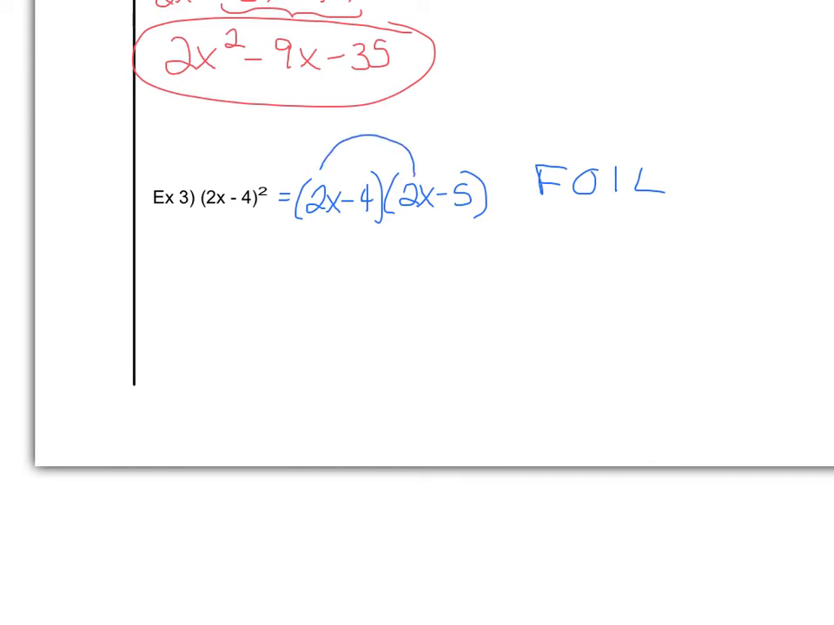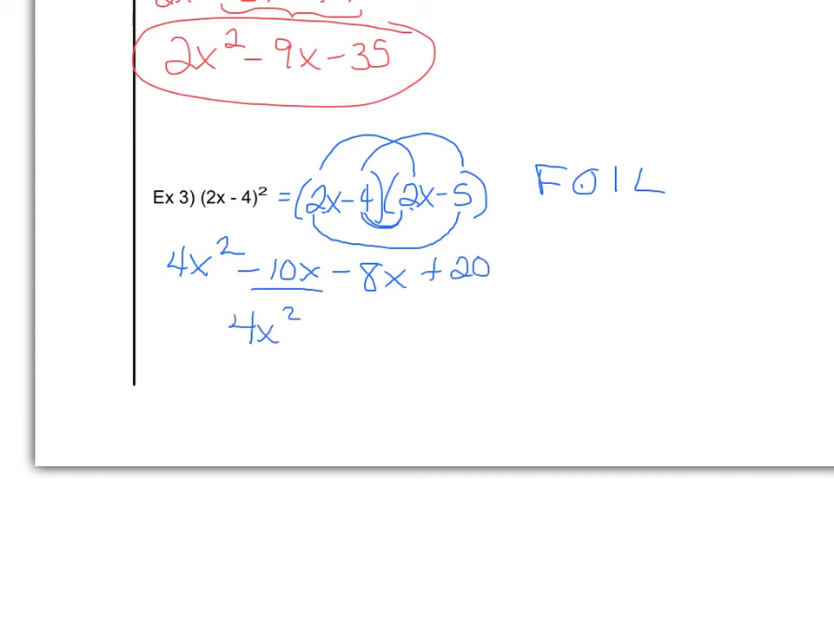So first times first, 2x times 2x is 4x squared. Outside times outside, the very outside times the very outside, 2x times minus 5 is minus 10x. Inside times inside, minus 5 times positive 2x is minus 10x. And last times last, negative 5 times negative 5 is positive 25. Combining like terms, I get 4x squared minus 20x plus 25. I'm already in standard form, I've combined my like terms, so I'm done.